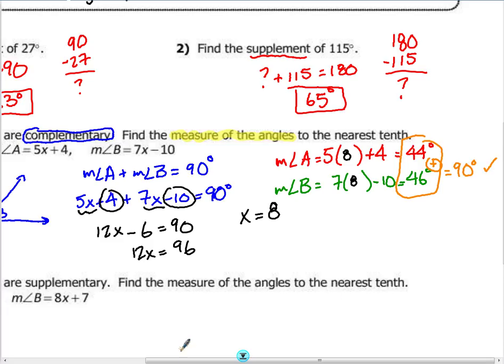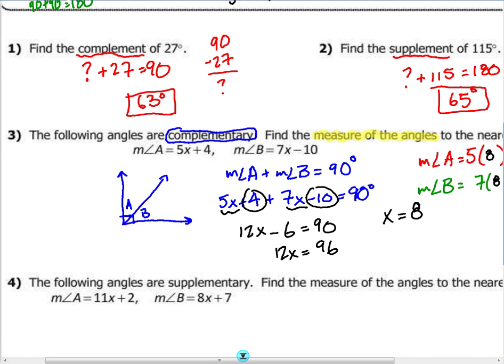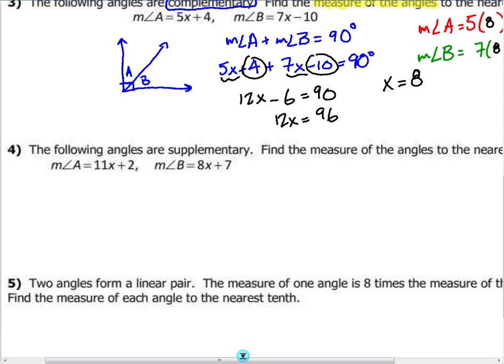It's very similar, but in this case we're looking at an example where the angles are supplementary. Supplementary means the angles have to add up to 180 degrees. So let's write out our equation. Since they're supplementary, 11x plus 2 plus 8x plus 7 would have to add up to 180.